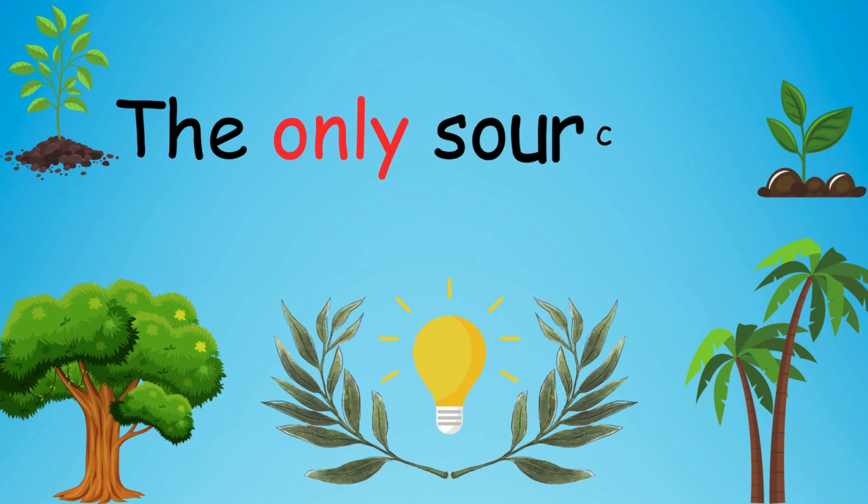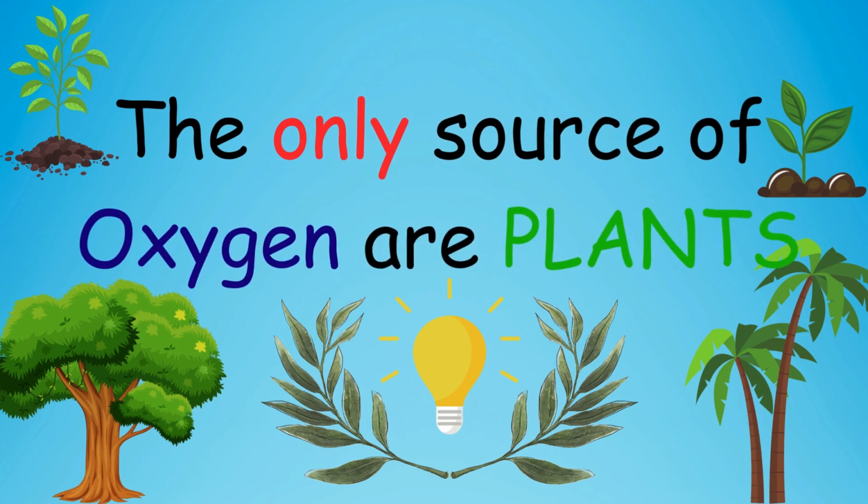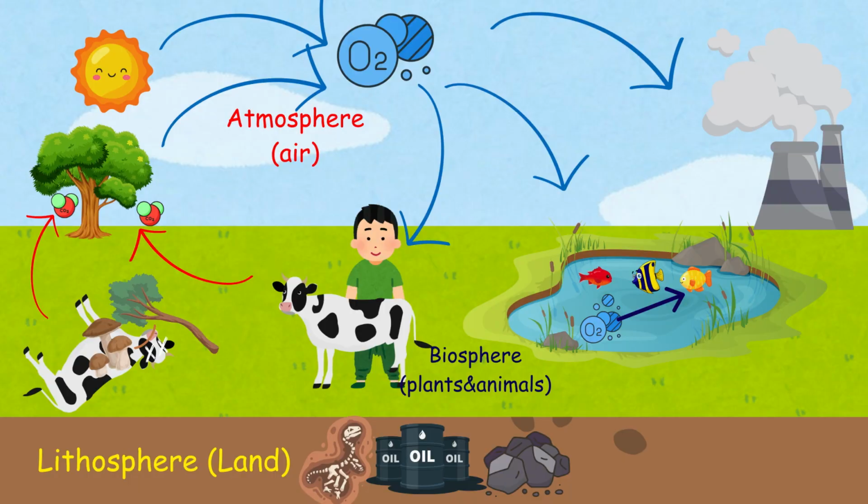The important point to note here is that the only source of oxygen to the earth are the plants. So take care of plants and aquatic life to have a continuous supply of oxygen and to not break the oxygen cycle.